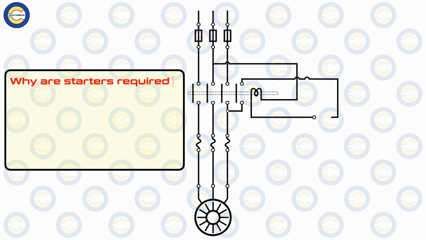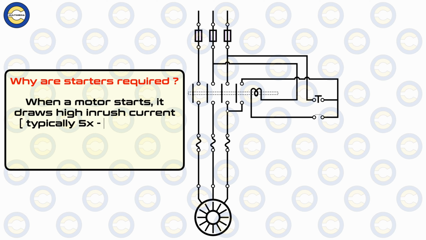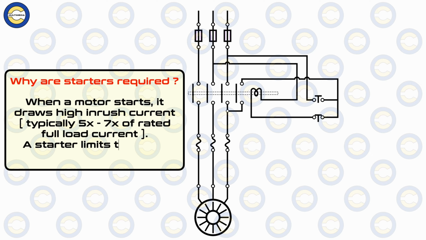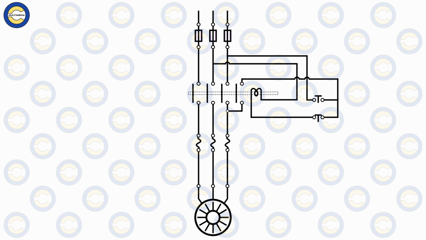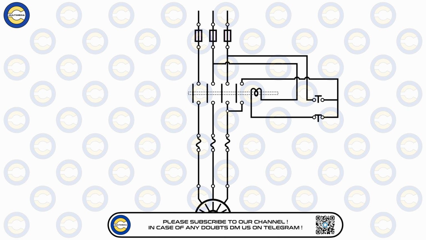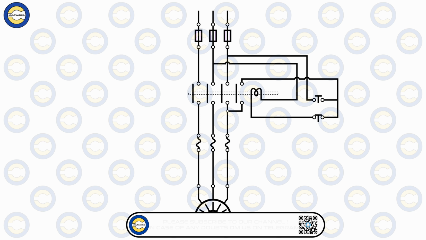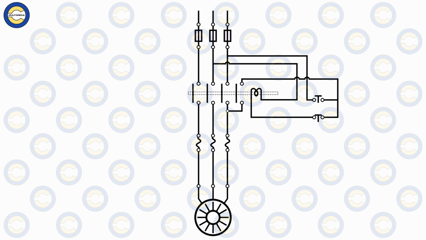It is because when a motor starts, it draws a large amount of inrush current, which can typically be 5 to 7 times higher than its rated full load current. This sudden surge can cause voltage drops in the distribution system, affecting our other machinery and equipment on board. A starter typically limits this high starting current and provides control and protection during the starting of the motor and thereafter.